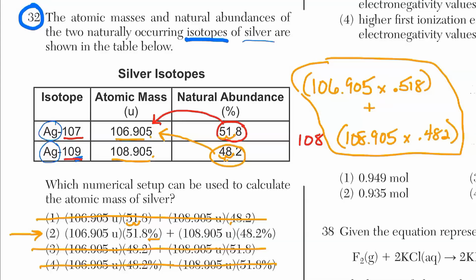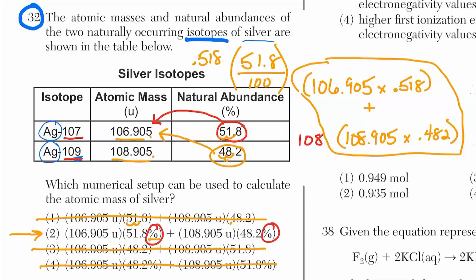Now, I'm not a big fan of this question because I haven't quite seen it this way, but it's the only choice that makes sense. What a percentage is, is 51.8 divided by 100, right? So by putting a percentage there, they're implying 0.518. And so that's what that is doing there.